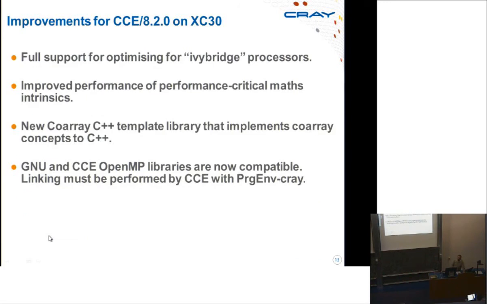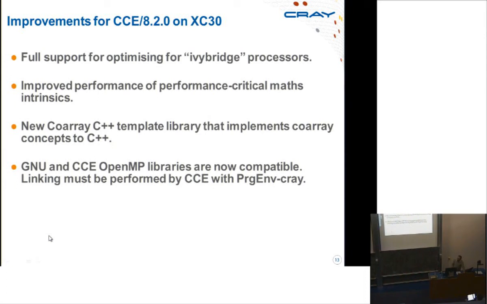Specifically 8.2.0, what is it that it introduces for XE30 over the versions that you've seen on HECToR? Obviously we've got full support now for the Ivybridge processors, which were recently released with Cray. So it will be optimizing, doing cache blocking depending upon the cache levels, and all the heuristics are tuned for the Ivybridge processor. We've improved the performance of some of the critical maths intrinsics. That originally said math intrinsics, but I was encouraged by one of my colleagues to anglicize it.